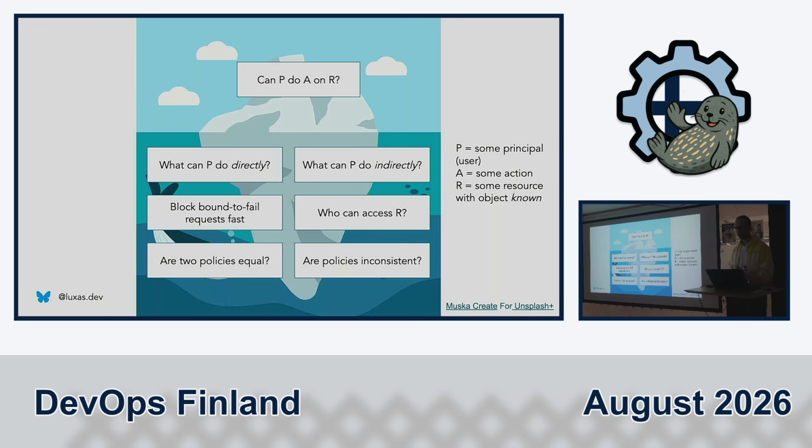And then there's also the case where you have conflicting policies. Some policies say allow, and some policies say deny, so what should really happen here?